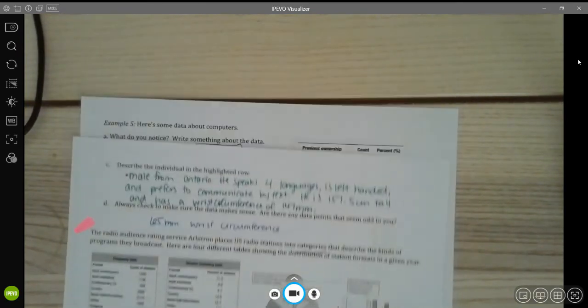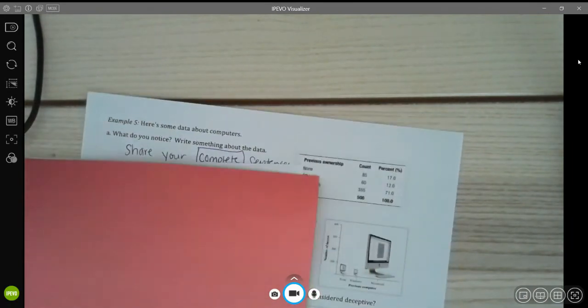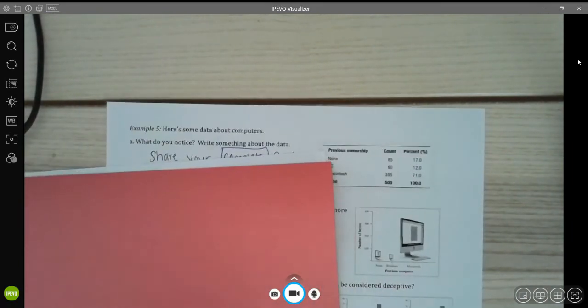So let's look at the next page. Let me get myself organized here.